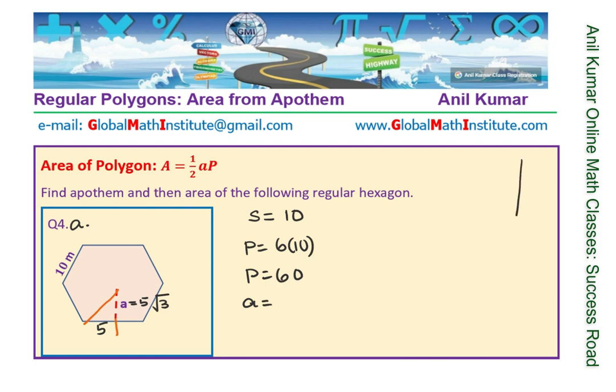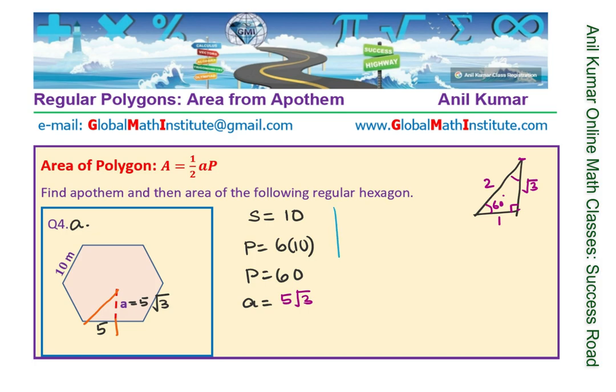So remember this special triangle. It is very, very helpful. If we have a special triangle with 30, 60, 90 degrees, the ratio of sides is 1 to square root 3. So that is the altitude or the height of this triangle. So the apothem is 5 square root 3, correct?